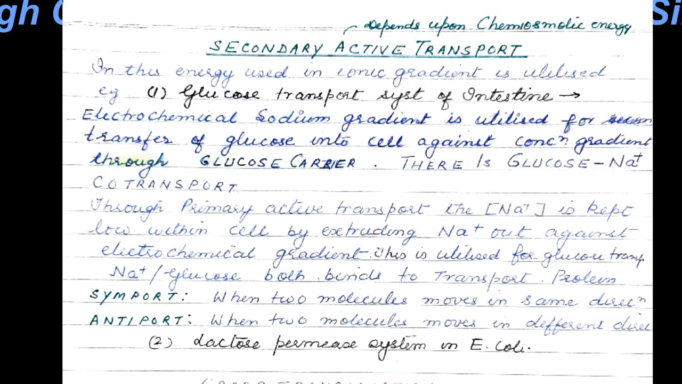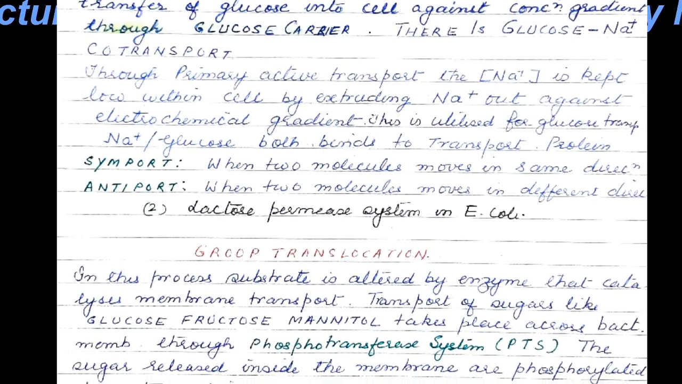And there is glucose sodium co-transport. Through primary active transport, the sodium is kept low within the cell by excluding sodium out against the electrochemical gradient. This is utilized for glucose sodium transport. Both bind to transport proteins. When two molecules move in the same direction, such a transport is called a symport, whereas when the 2 molecules move in different directions, such a transport is antiport.